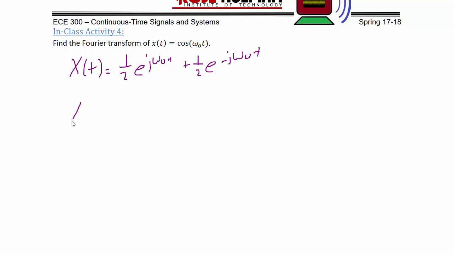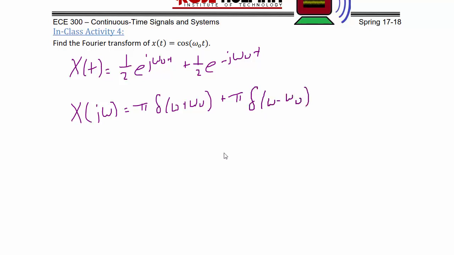We already know the Fourier transform of a complex exponential because we did that in class activity 3. So this becomes pi delta of omega plus omega naught plus pi delta of omega minus omega naught. So what you see here is that each frequency component of the signal appears as an impulse in the frequency spectrum.